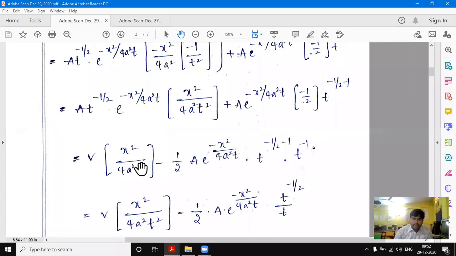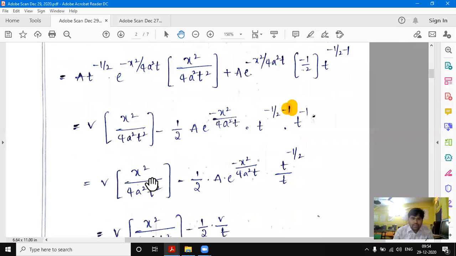So that is x square by 4a square t square, minus 1 by 2 a into e power of minus x square by 4a square t into t power minus 1 by 2 minus 1. Okay, t power minus 1 by 2 into... So v into x square by 4a square t square minus 1 by 2.